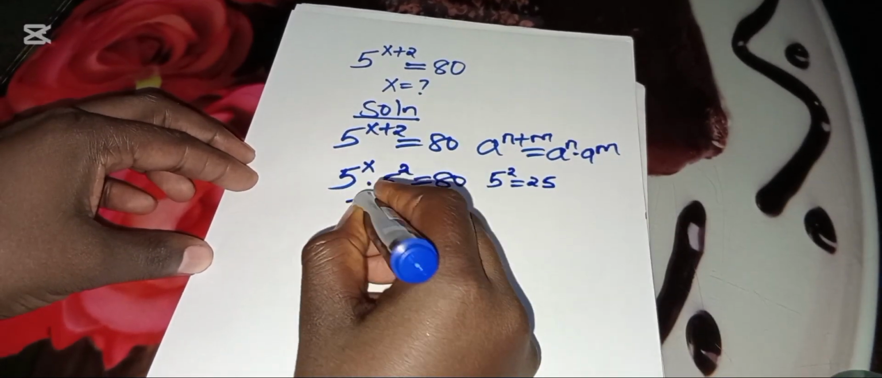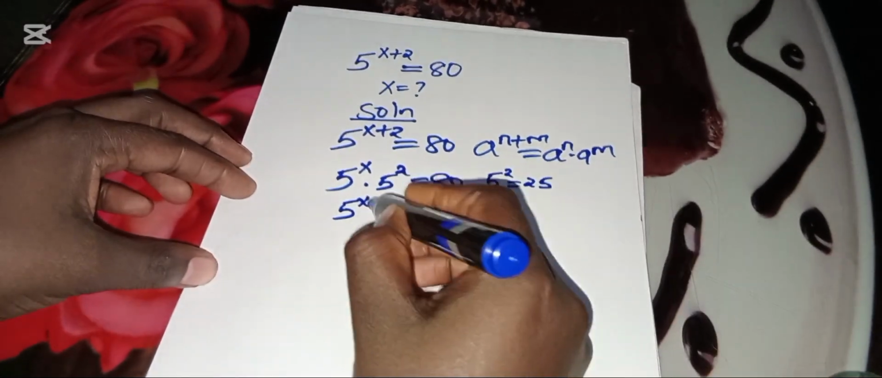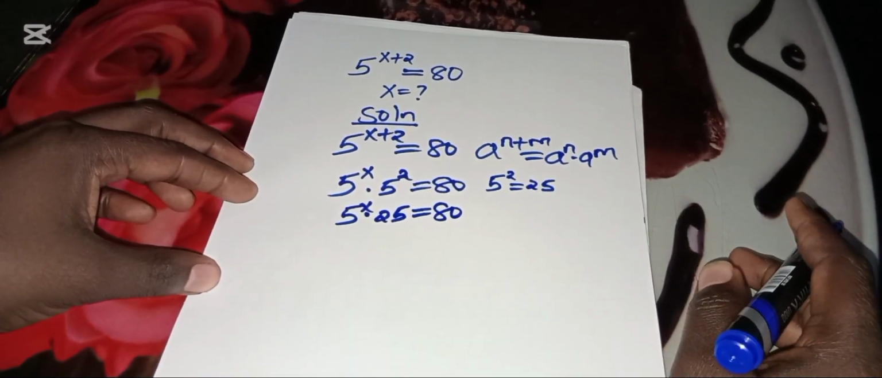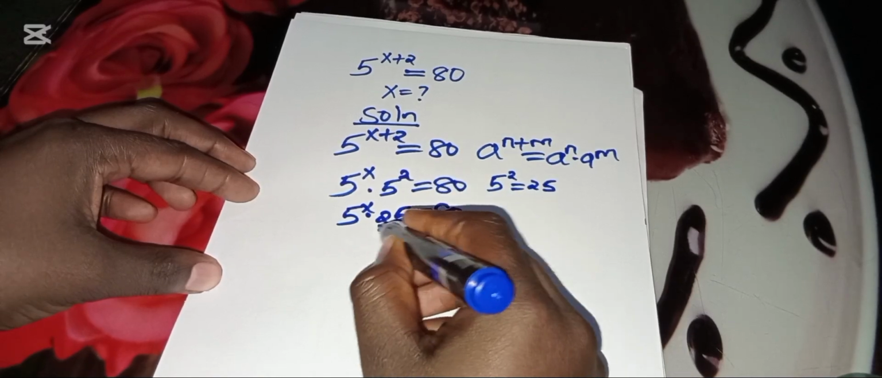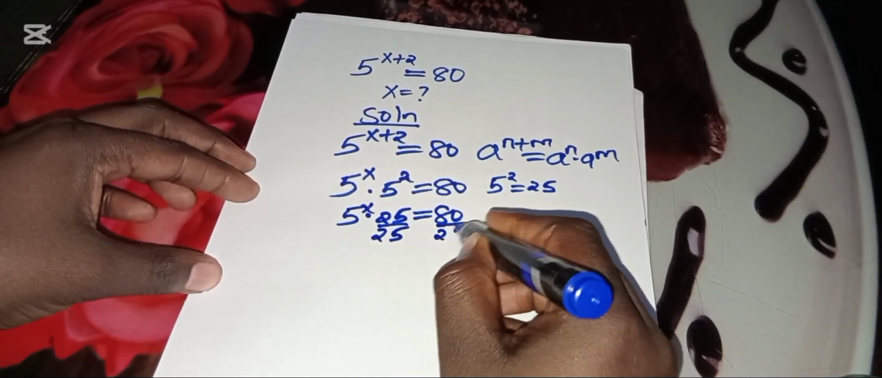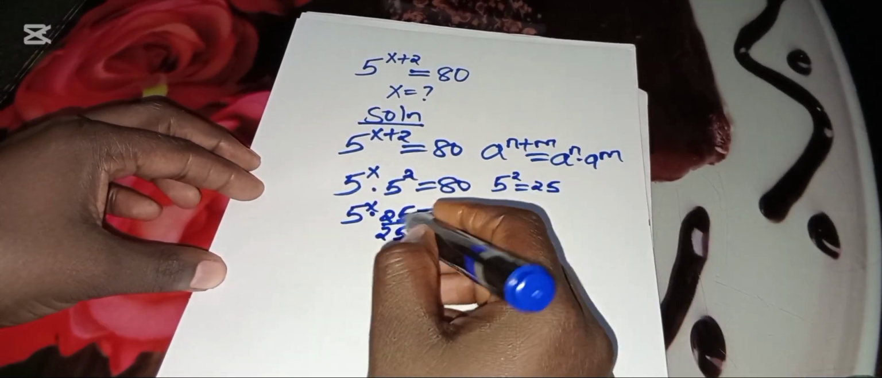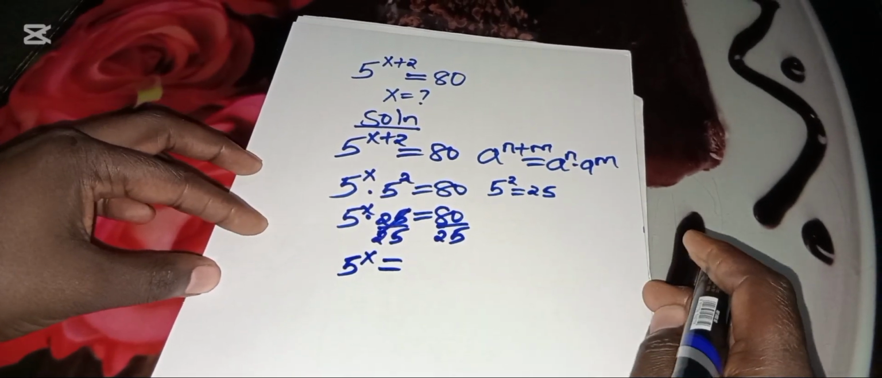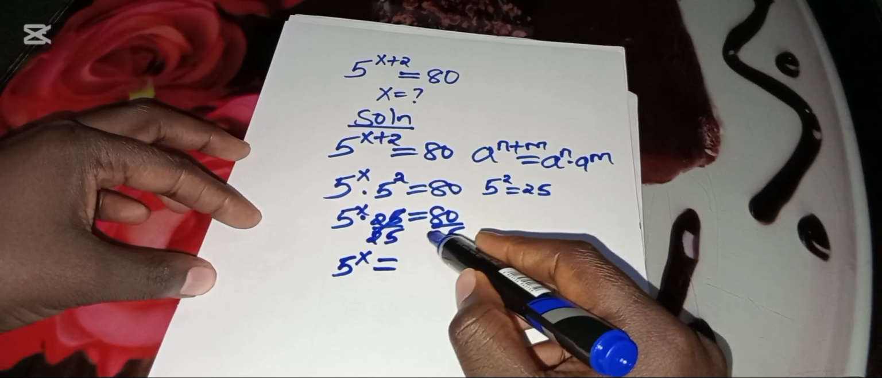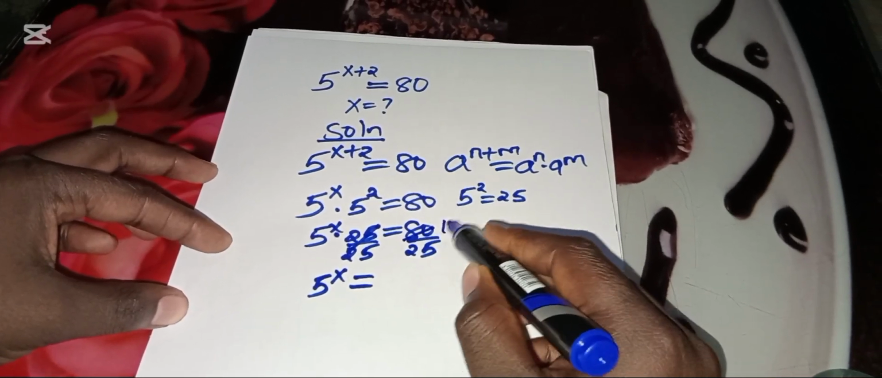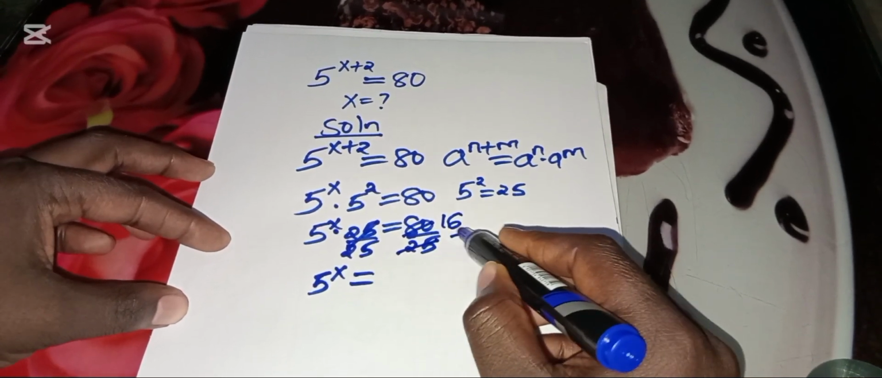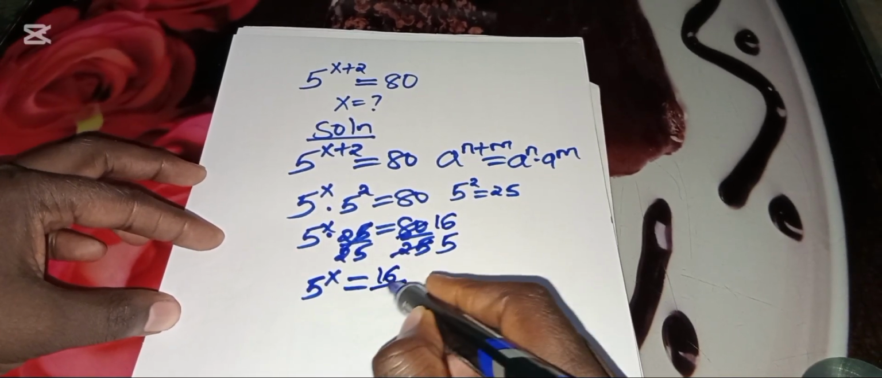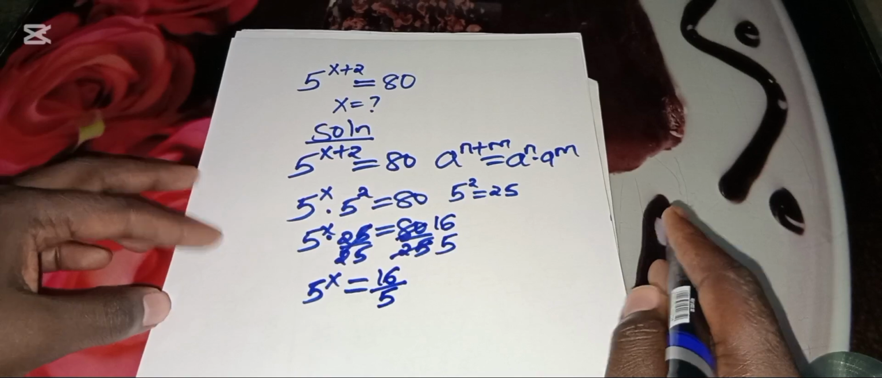Alright, so we're going to have 5 raised to power x multiplying by 25. This is equal to 80. Okay, so we divide both sides by 25. So that's 5 raised to power x. This is equal to 80 divided by 25, and we divide both sides by 5. So 80 divided by 5 is 16, and 25 divided by 5 is 5. So 5 raised to power x is equal to 16 divided by 5.